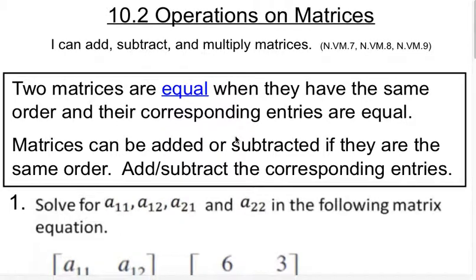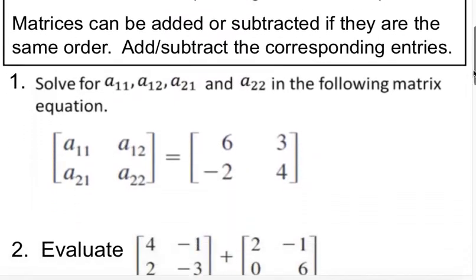Alright, this lesson is about operations on matrices, and don't worry, it's way easier than Gaussian elimination was. So we're going to jump right in. Two matrices are equal when they have the same order and the corresponding entries are equal. You can only add and subtract matrices if they have the same order, they're the same size, and you add and subtract the corresponding entries. Okay, so adding and subtracting with matrices is pretty easy.